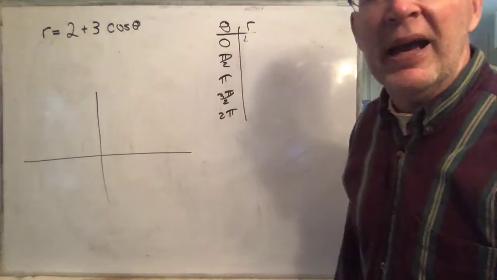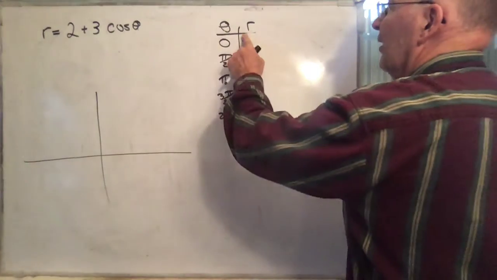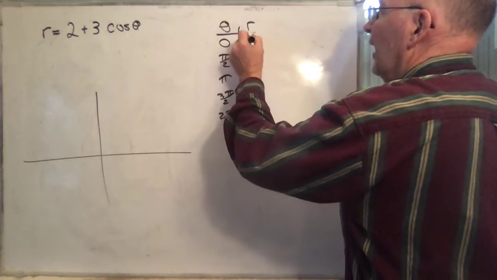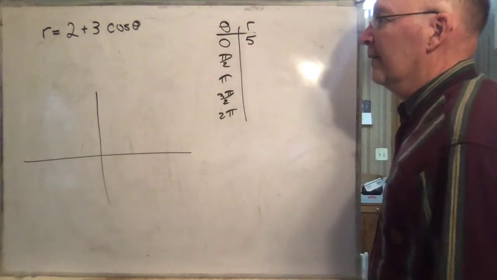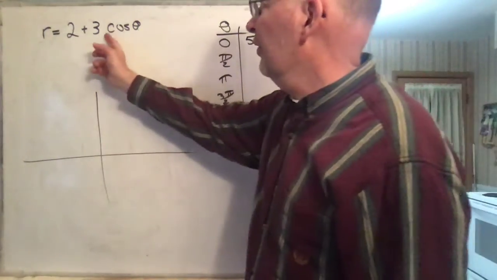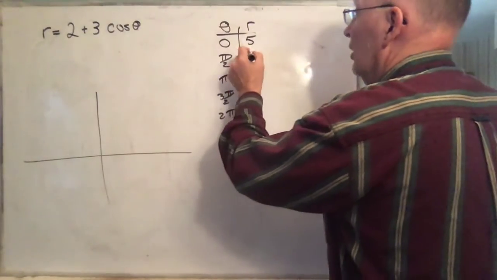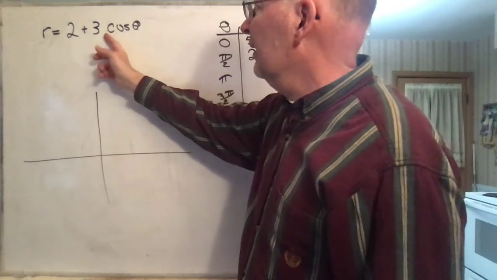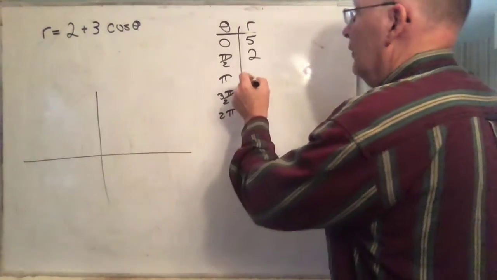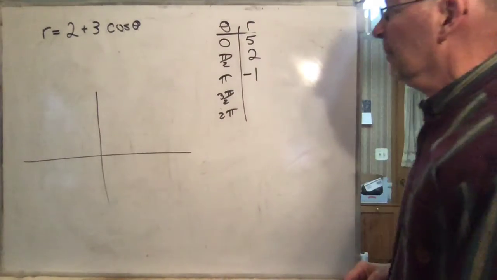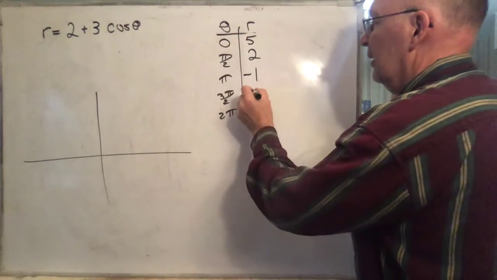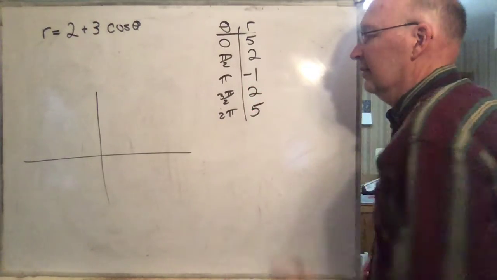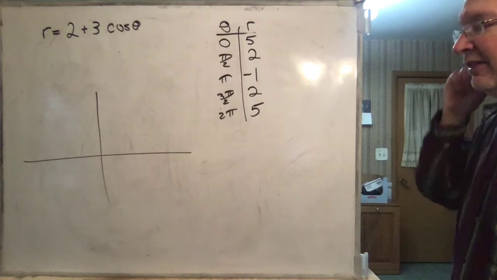Okay, hopefully you're back again. Let's go ahead and do it together. You're going to start off at 5. By the time you get to pi over 2, this is going to be 0, so it's just going to be 2. By the time you get to pi, this is going to be -3 plus 2, which is -1. See that? That's what's different. Then back to 2 again, and then back to 5 again. Okay? So hopefully you got that.